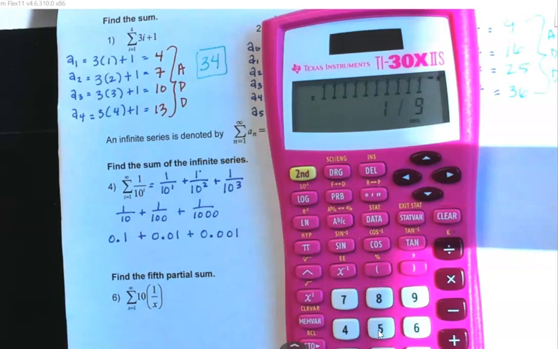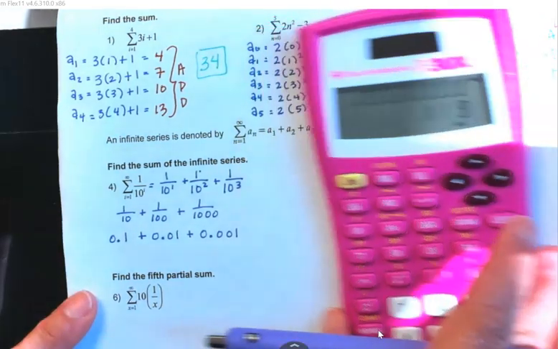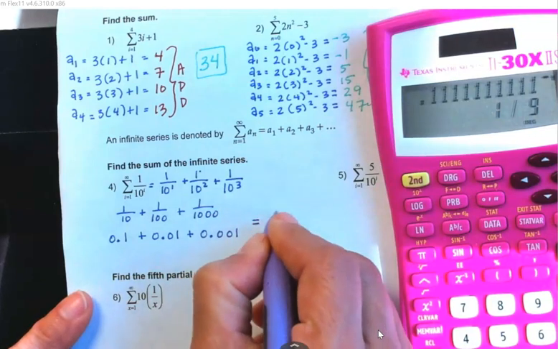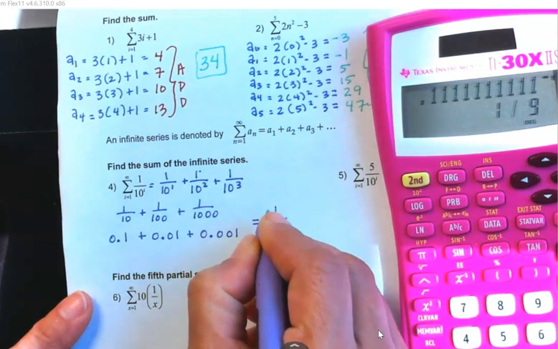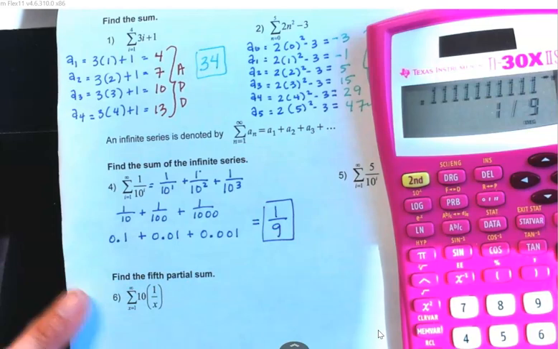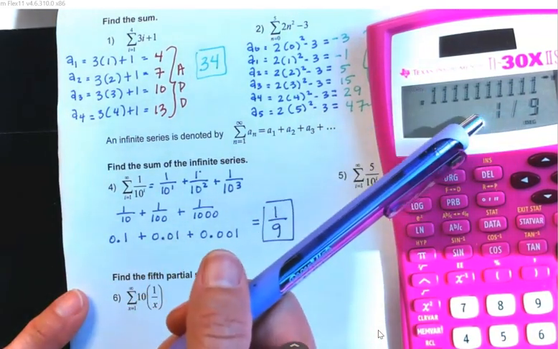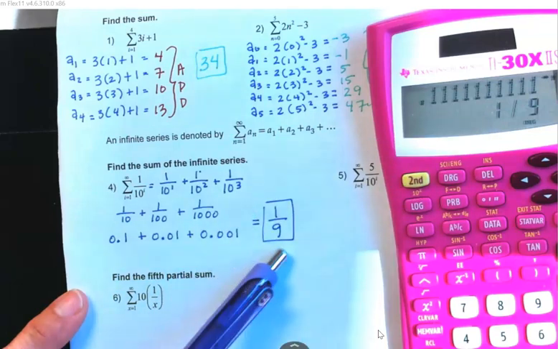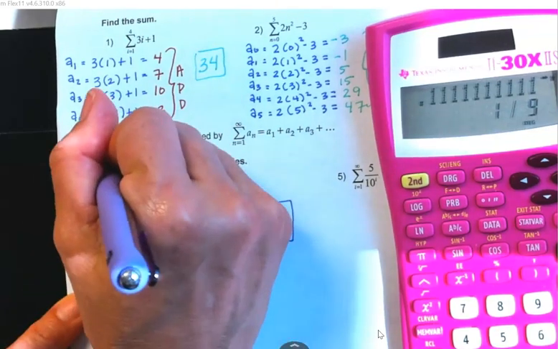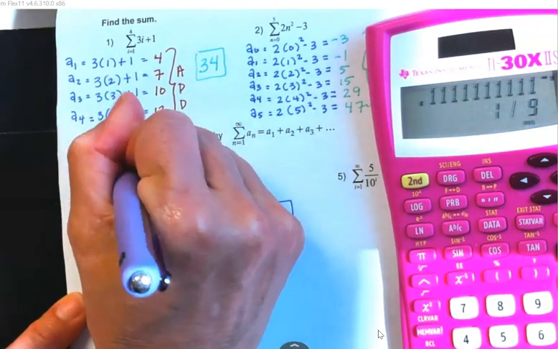That's how you're going to have to approach these infinite sums. So let's write this as 1/9. That's the answer. Anytime you have a repeating decimal, you convert it to a fraction, that's going to be the answer. This needs to be in fraction form.